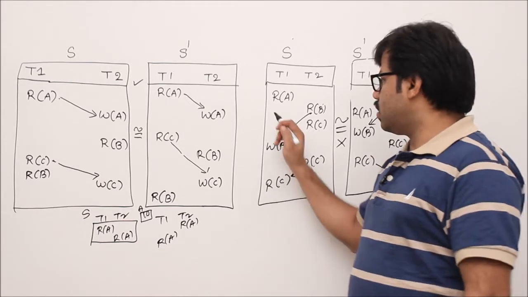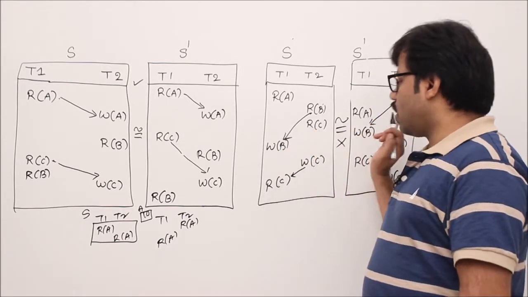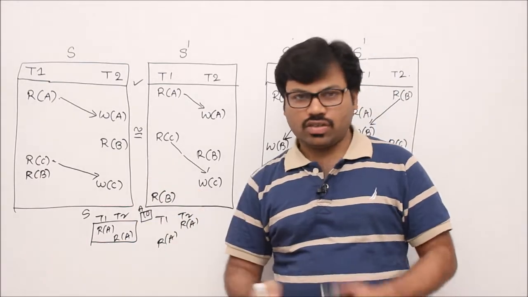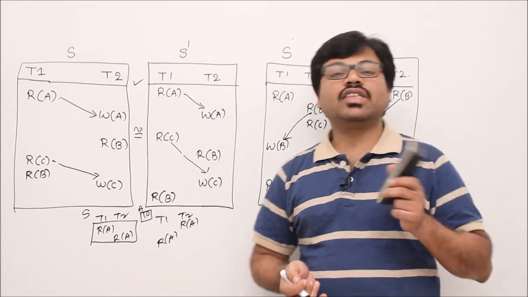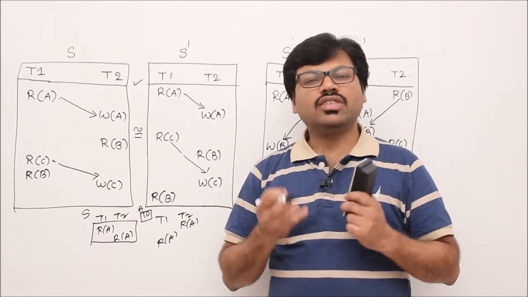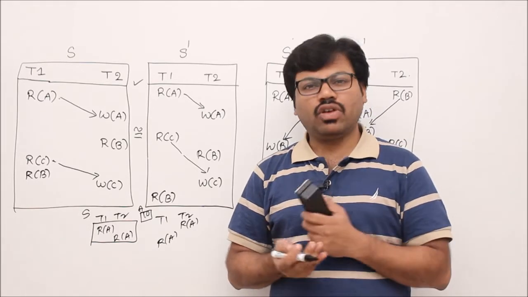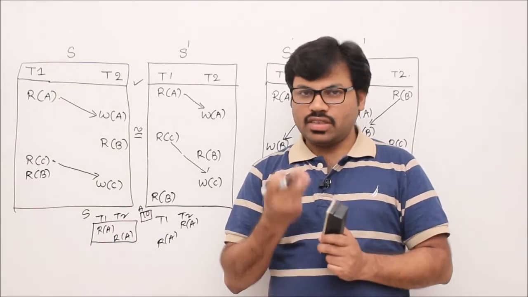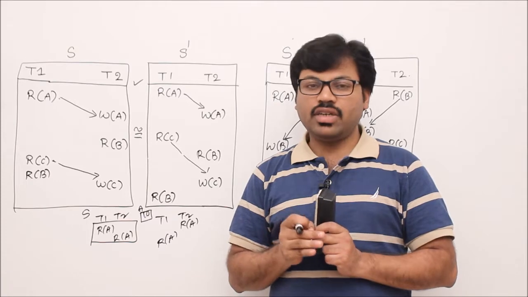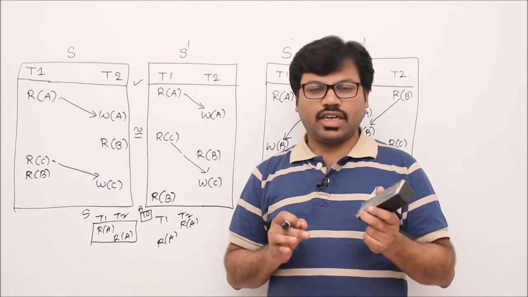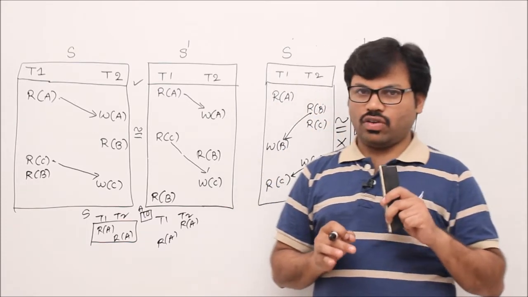So finally these two schedules are not conflict equivalent, but these two schedules are conflict equivalent. In that way we can check conflict equivalence. But what is the benefit you get, sir? What is our goal? We want to check whether some schedule is good or not, correct? That means whether it is equivalent to some serial schedule or not. That is what we are going to do now.